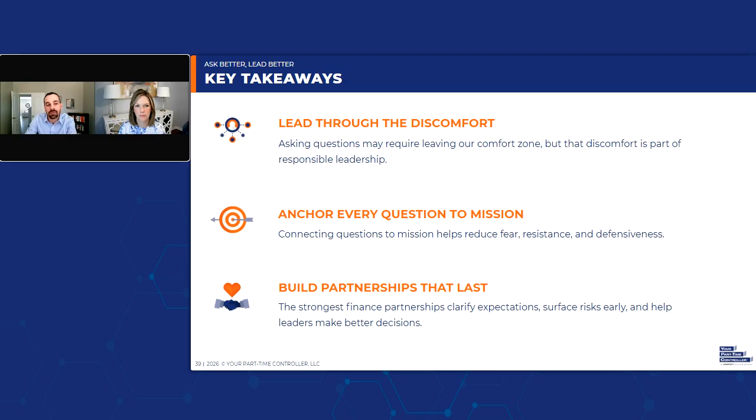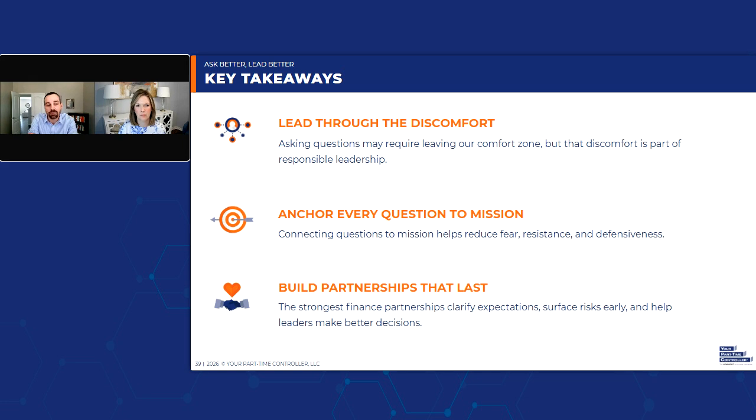So let's land the key takeaways. Asking questions may require leaving our comfort zone, but that discomfort is part of responsible leadership. Connecting those questions to the mission is what reduces fear. It also reduces resistance and even defensiveness. And the strongest finance partnerships are the ones that clarify expectations. They also surface risk early and help leaders make better decisions.